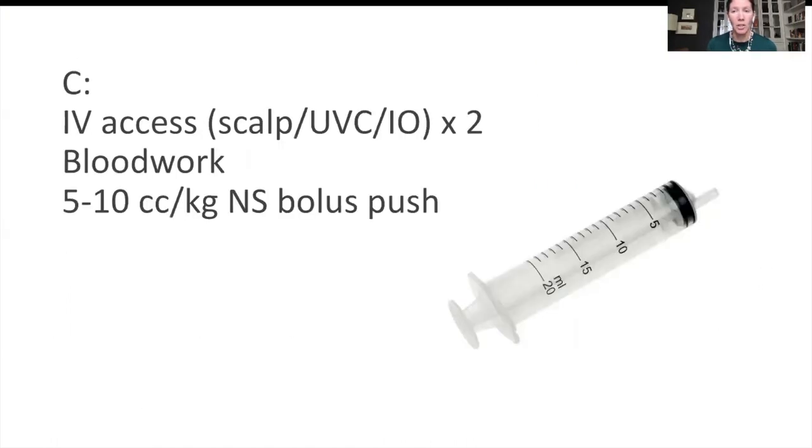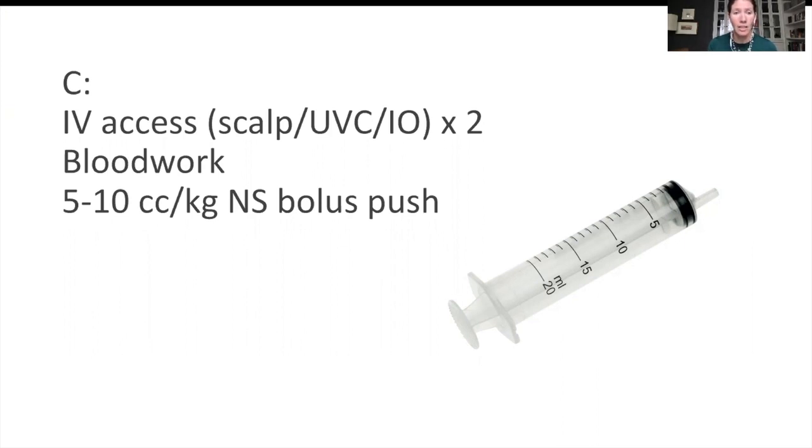Okay, so we're going to move on to our C. The baby's really tachycardic at 210. The blood pressure, systolic, was 68. It's okay, it's not below the minimum, but it's still fairly low. He's mottled, he's poorly perfused, so he's definitely showing signs of compensated shock.